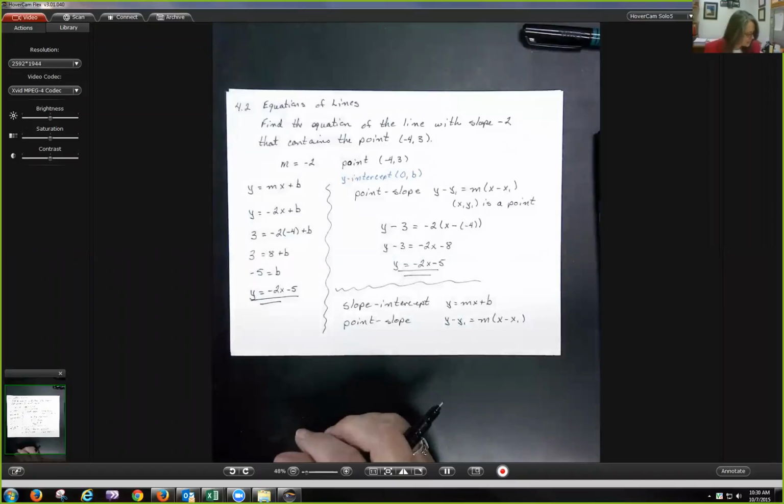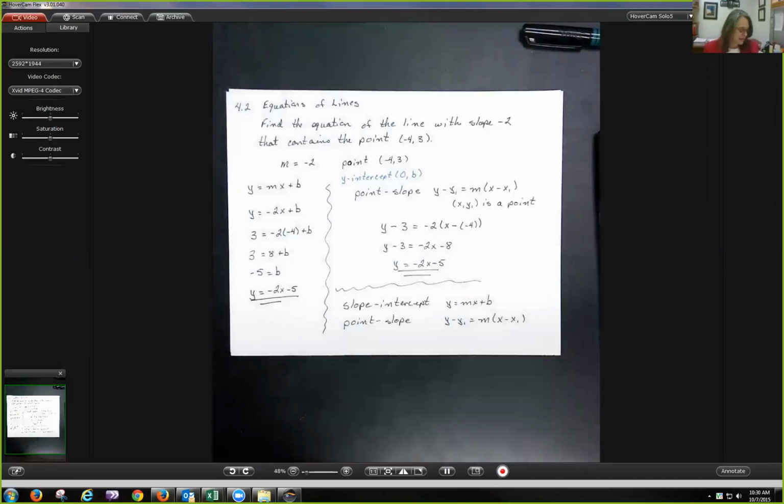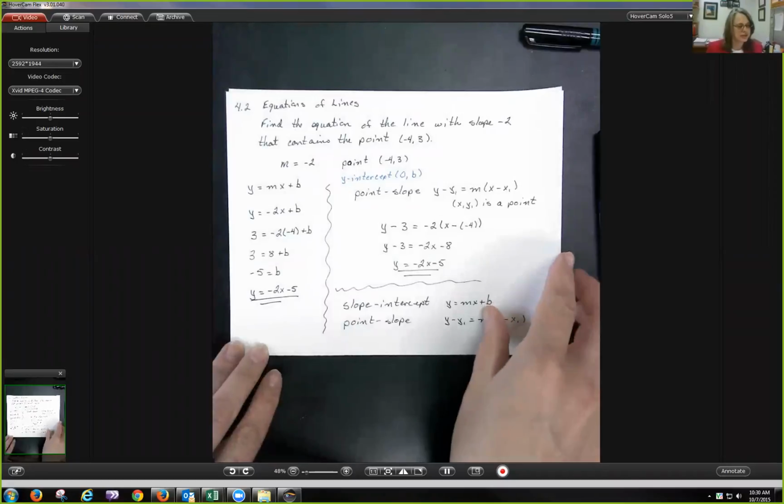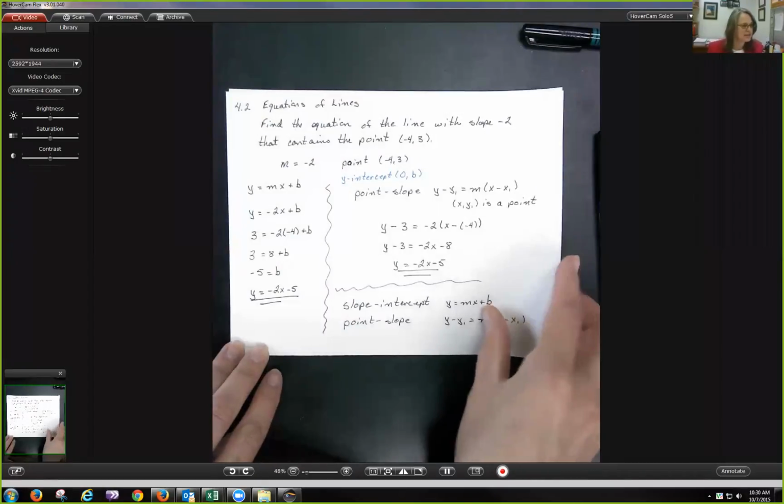I'm checking through the textbook, and that is the basics of finding the equations of a line. There's a little bit more you might need in the text, and I'm going to show you one more thing here today. I think I still have time.